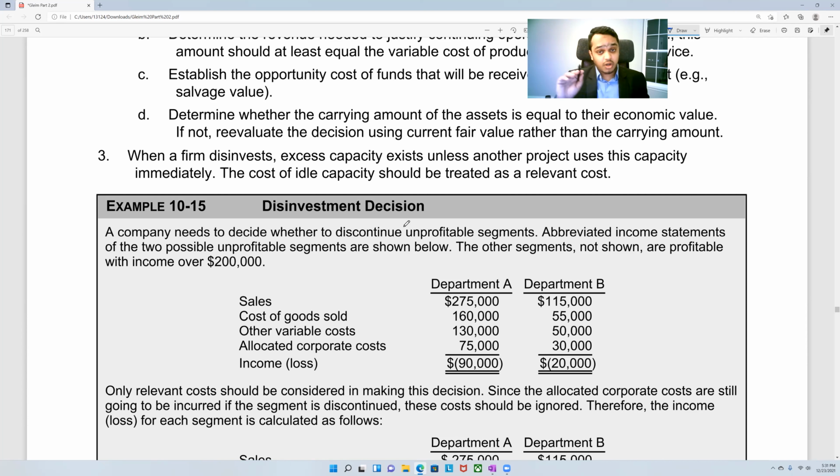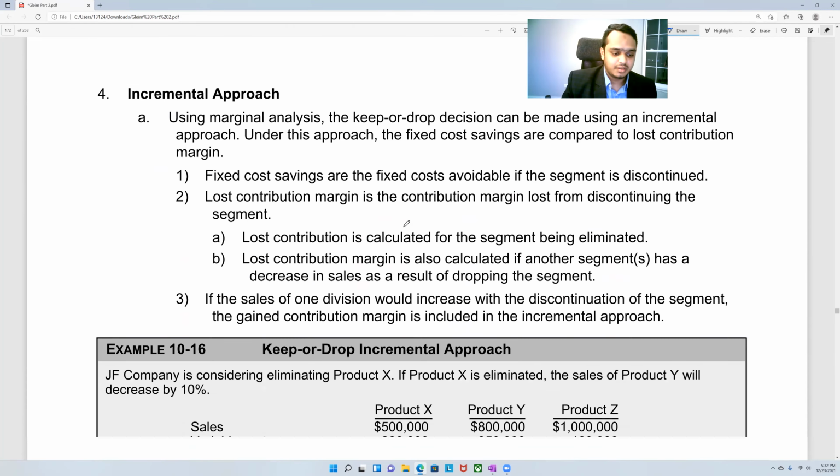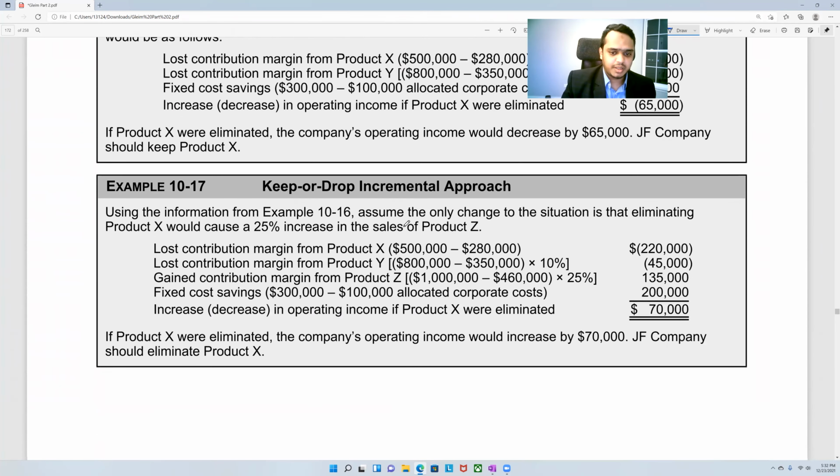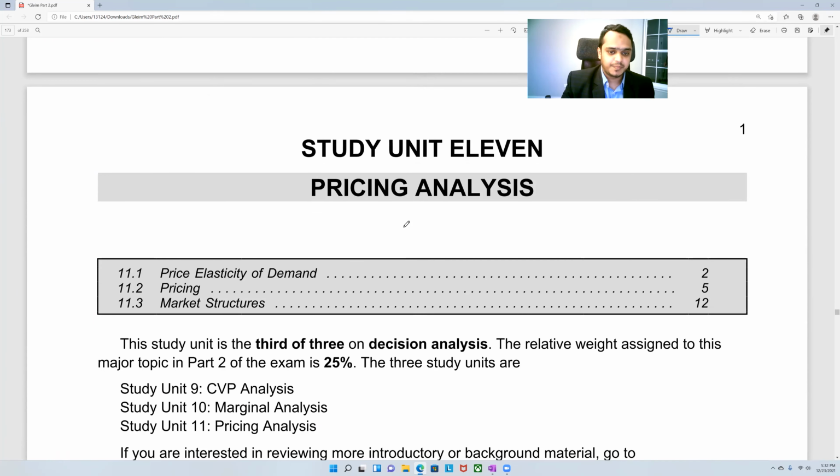And if your fixed cost can be discontinued and your fixed cost can be gone off, then dropping off that segment is a better idea. I hope you guys are getting it. Moving forward, incremental approach, keep or buy, you need to look into that fixed cost which I'm talking about.